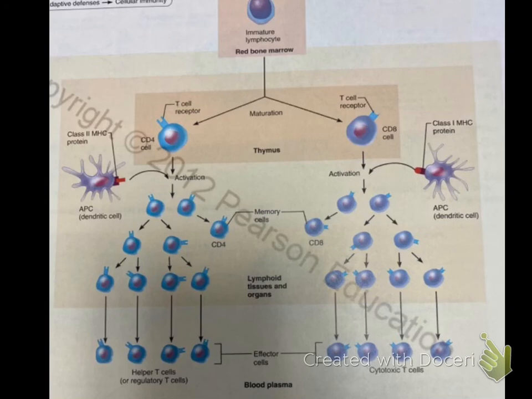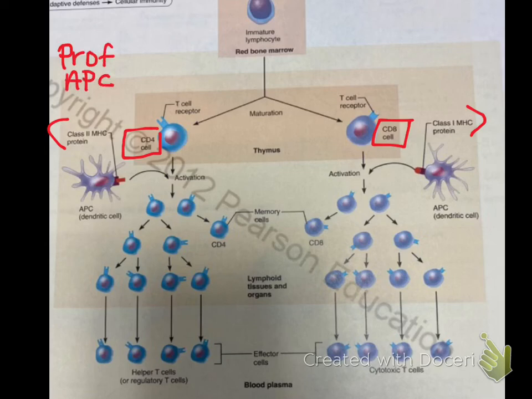So in this slide right here, we are seeing our two different types of naive cells, our CD4 cells and our CD8 cells. They are going to recognize different classes of MHC. CD4 are recognizing MHC class 2. CD8 recognizing MHC class 1. These are professional APCs that have MHC class 2. And they display exogenous antigens, so antigens that come from the outside. This will end up causing helper T cells to be created down here. There's also going to be some memory cells made as well.